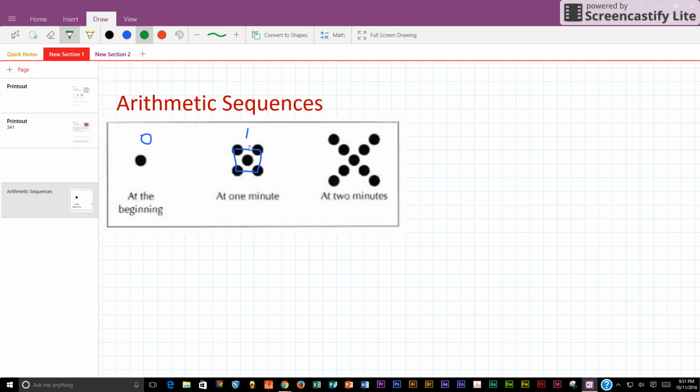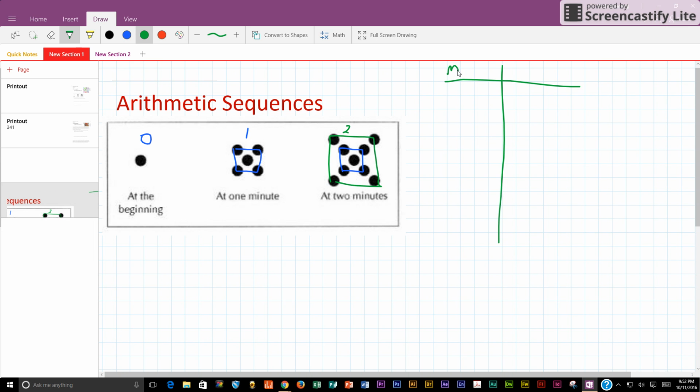Then at time 2, we have the original 4, and then we have 4 more added. And that is time 2. So let's go ahead and make a t-chart. We'll call this M for minutes, and we'll call this D for dots. So at 0 minutes, we have 1 dot. At 1 minute, we have 5 dots. At 2 minutes, we have 9 dots.